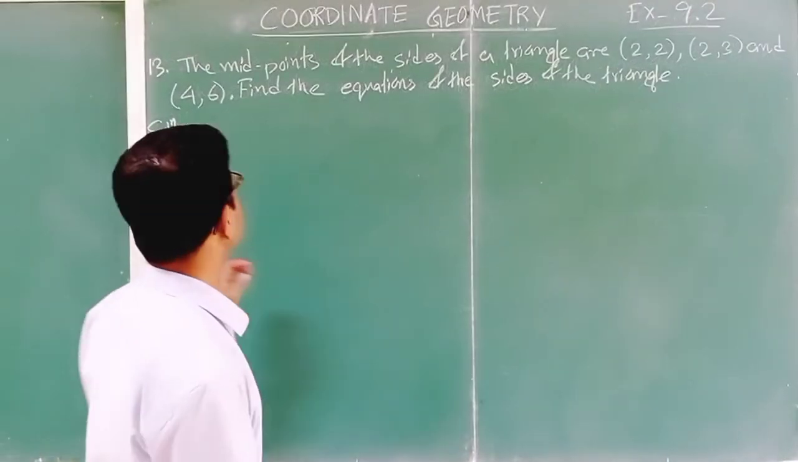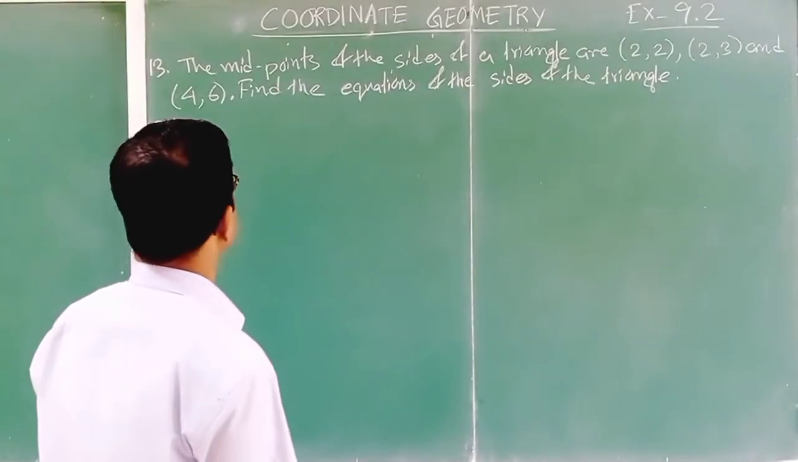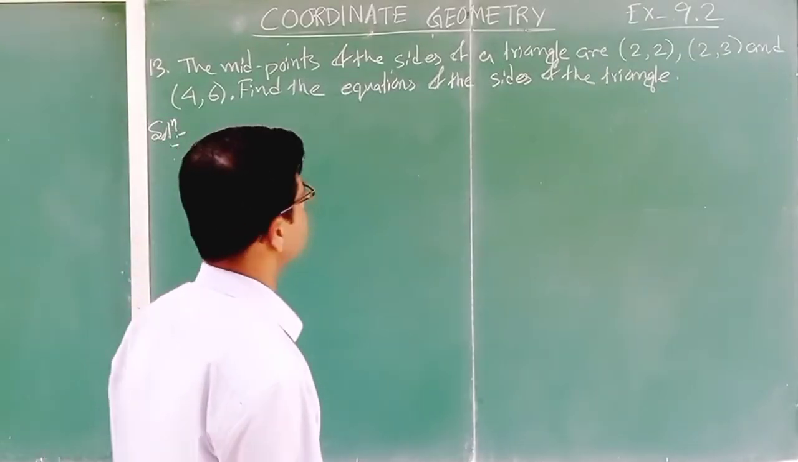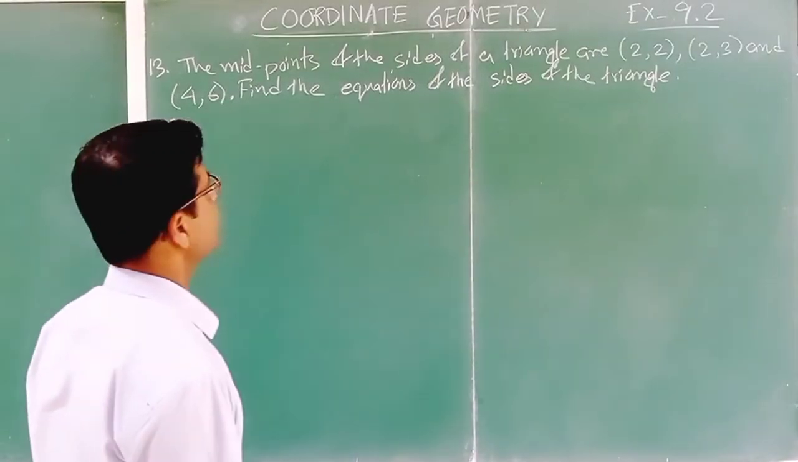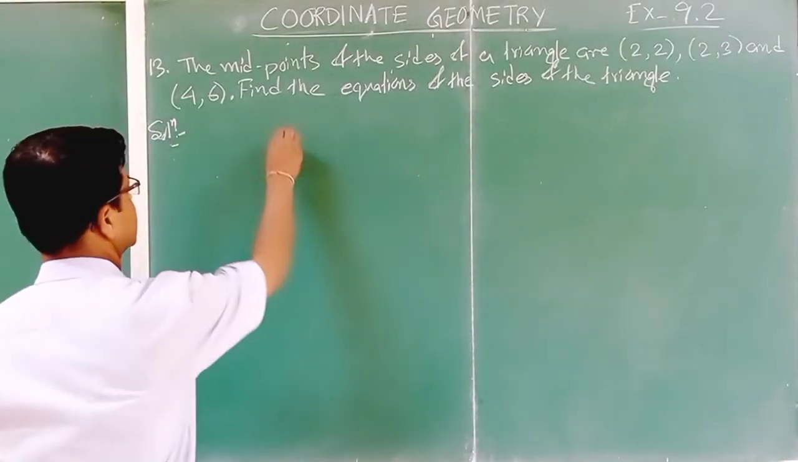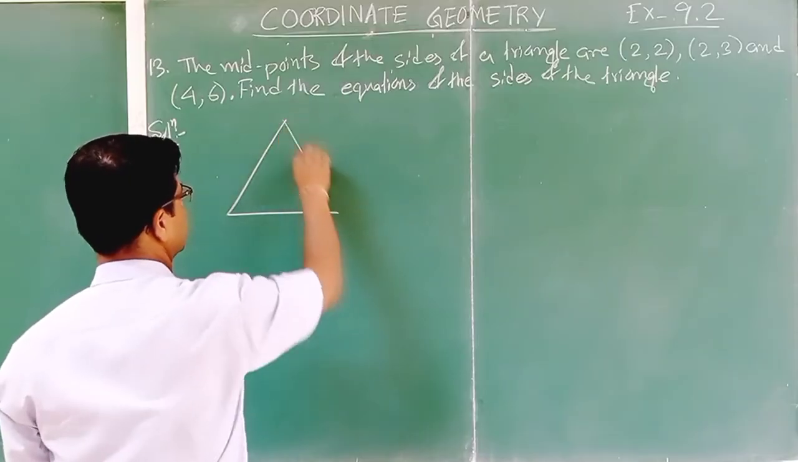Got it? Now dear students, we have taken question number 13. Let us read the question. The midpoints of the sides of a triangle are (2, 2), (2, 3) and (4, 6). Find the equations of the sides of the triangle. What is given? Let us just see.